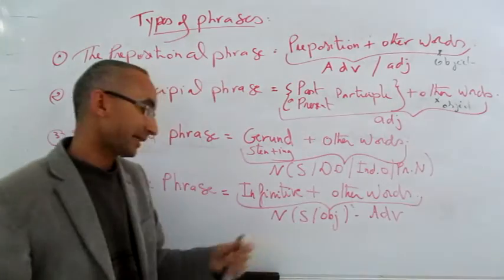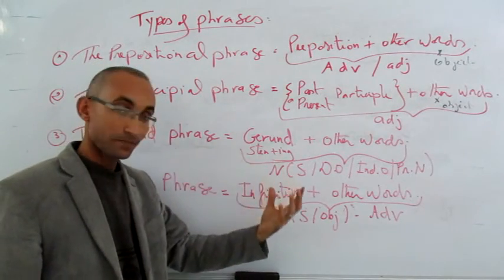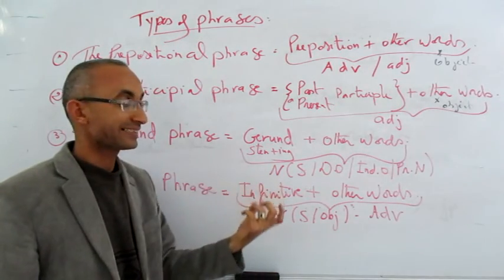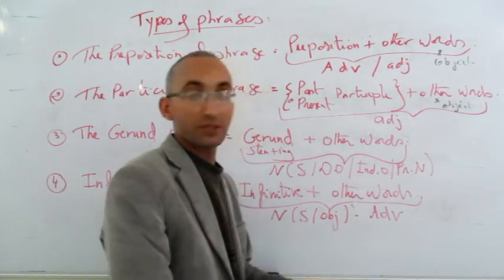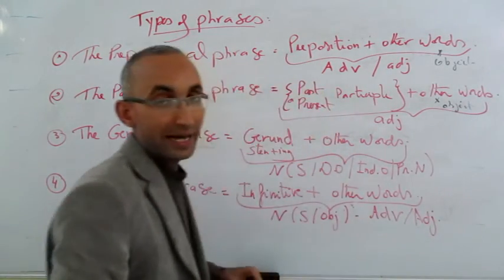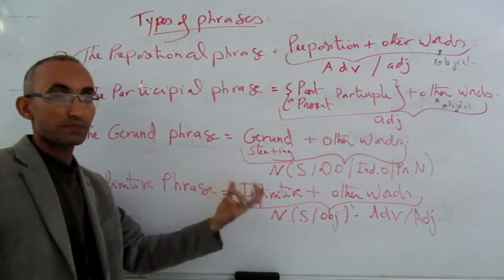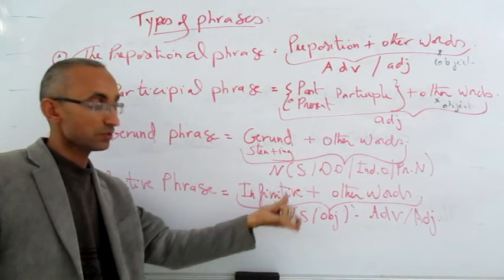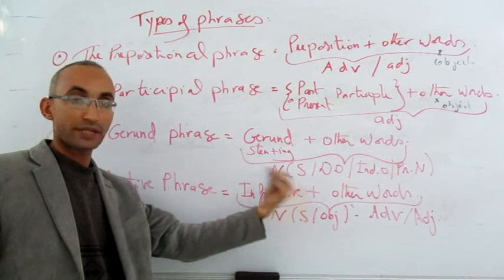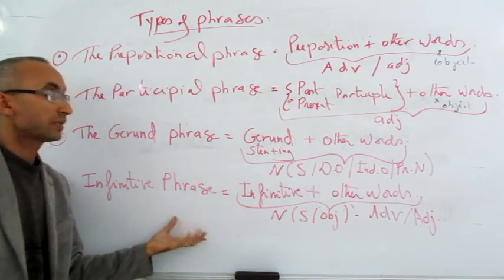This one can act either as a noun, as subject or direct object, and it also has more functions within the sentence. It can act even as an adverb, and in some cases as an adjective. For example, I say, he earned money to spend it. So to spend it here refers to the money, refers to a noun. The infinitive phrase to spend it refers to a noun, so it is an adjective related to a noun.